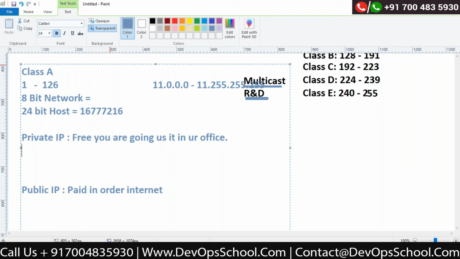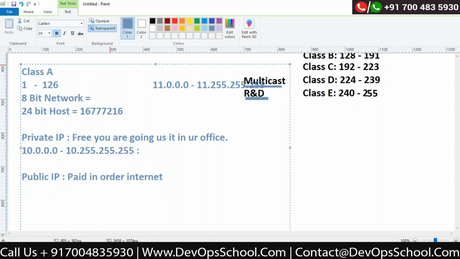Correct? So in class A, I can say this entire network you can use privately, meaning free of cost within your organization. If you feel that your organization requires many IP addresses, my network is very huge, and I would like to assign proper IP addressing to them, then this IP address range is free from class A. Other than this, the IP addresses would be paid IP addresses.